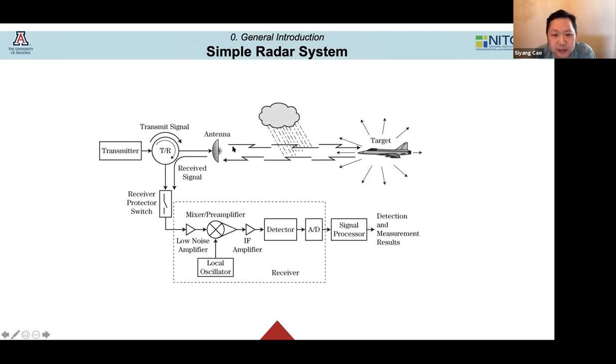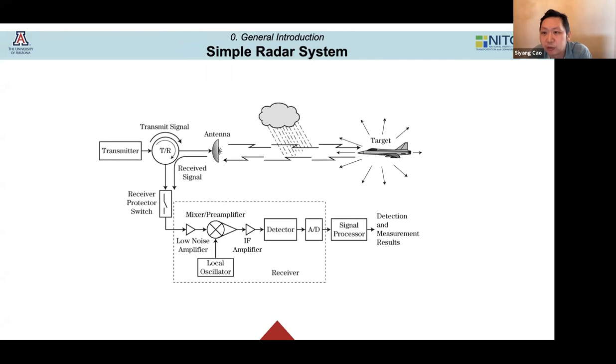One thing is distance. According to the time delay from the transmit signal to the receive signal, it can compute the time delay and translate that into the distance of the object, or what we call range, by using the speed of light. And also it can find out the direction of the target, because the antenna typically has a direction.